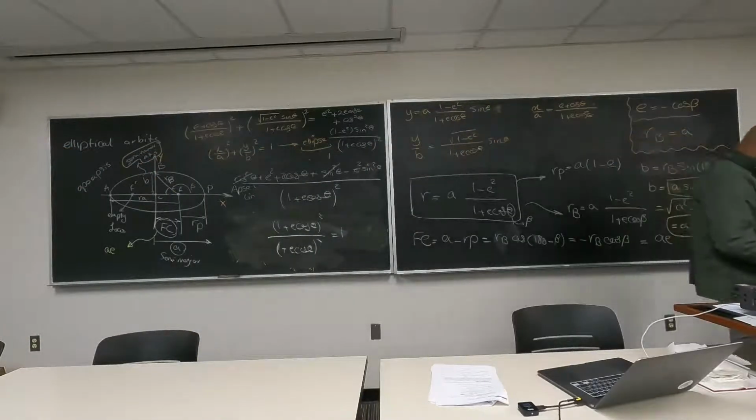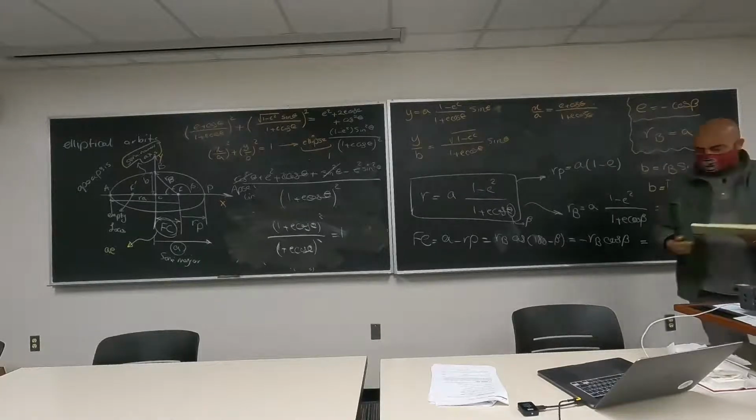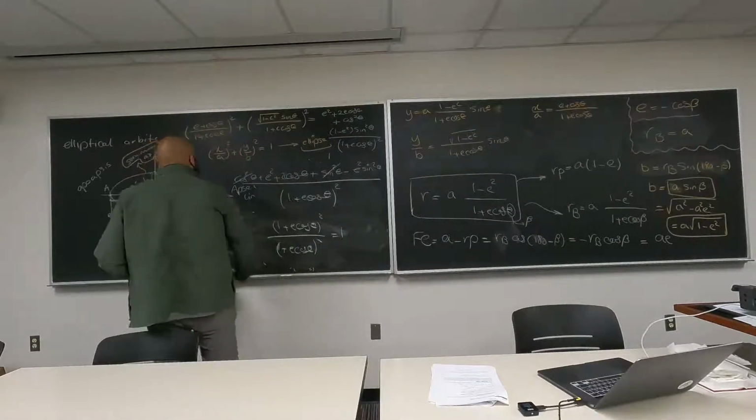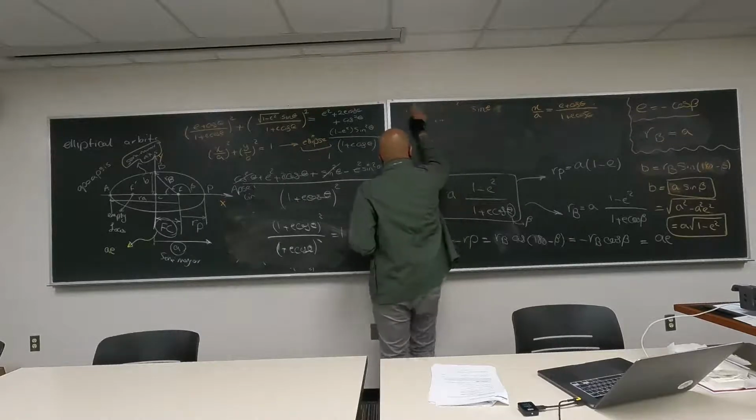Okay. So let's talk about the specific energy of the orbit. The specific energy of this orbit is also negative. The same is true for a circular orbit.